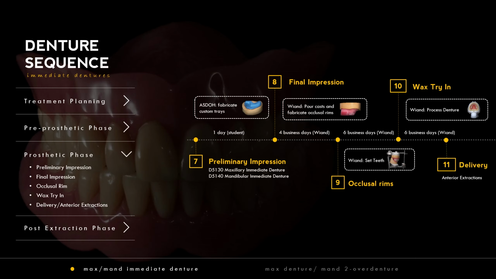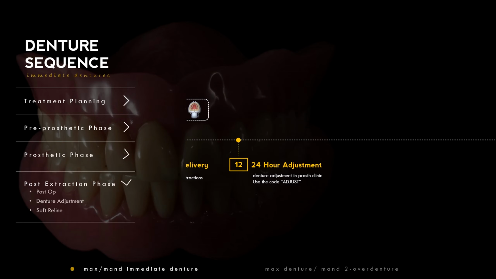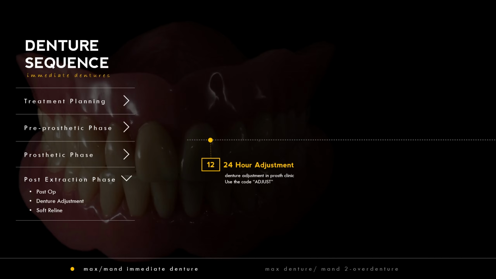And at the delivery appointment, this is where you'll remove the remaining teeth in the patient's mouth, and then you're going to deliver the denture. Once that's done, that leads us to the post-extraction phase, and you'll schedule a 24-hour denture adjustment in PROS. And at this point, you're going to be just removing major sore spots in the area.